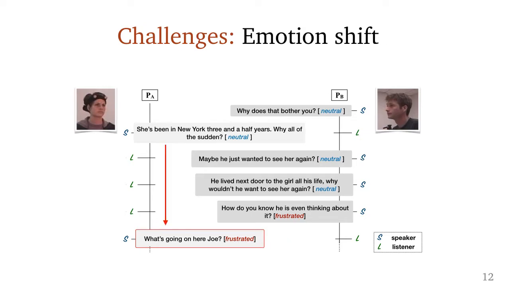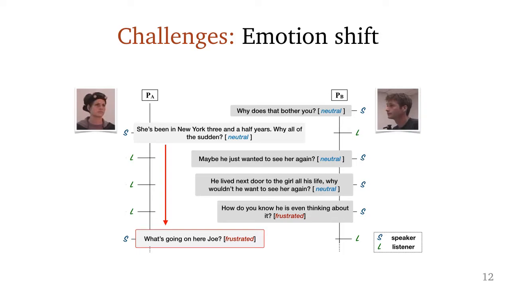Okay. Now, emotion shift. In the same example, we notice that the emotion shifts from neutral to frustrated. I will later come to the negative results part of it, and I will explain why this is a very hard problem. Suppose I have all this conversation with me. Given this input, can I predict whether the emotion of person A changes from neutral to frustrated? It's a very hard problem.